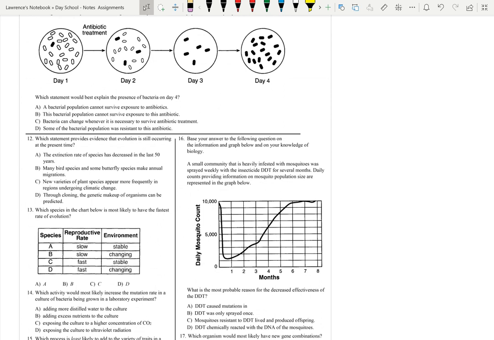11. Love this question. Which statement would best explain the presence of bacteria on day 4? Looks like, yeah, variation on day 1. Antibiotic is treated. The white ones are dying. The black ones seem to be okay, and they're increasing in number. Looks like you have a resistant population of bacteria on day 4.